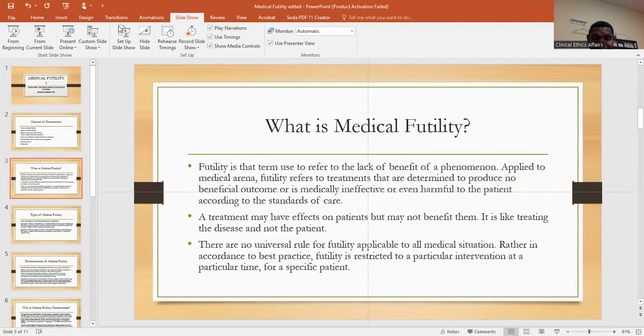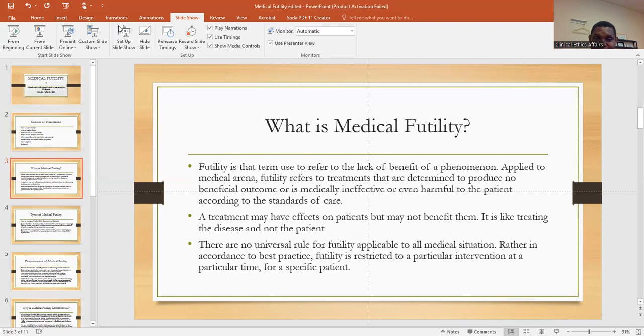What is medical futility? I am sure this term is not new to those who are maybe medical students or in the medical practice, but for the purpose of clarity and to give our discussion a proper perspective, I would like to run through what the definition of medical futility is. Futility is that term used to refer to the lack of benefits of a phenomenon. Applied to the medical arena, futility refers to treatments that are determined to produce no beneficial outcome, or that are medically ineffective or even harmful to the patient according to the standards of care.